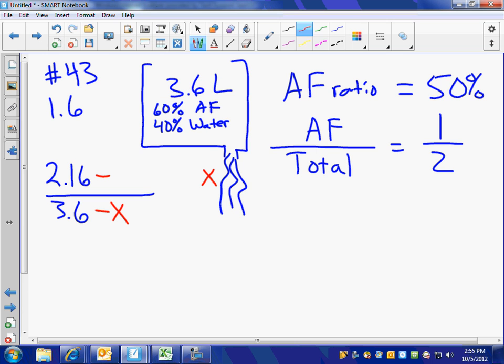If I let fluid out, does that also reduce the amount of antifreeze in there? Does it reduce it by X? What does it reduce it by? If I let X out, how much of X is antifreeze? 60%. So it reduces it by 0.6X. Yeah, but I'm writing an expression for the amount of antifreeze over the total amount of stuff in there.